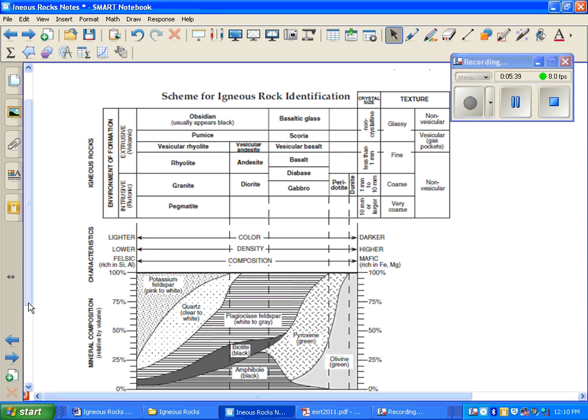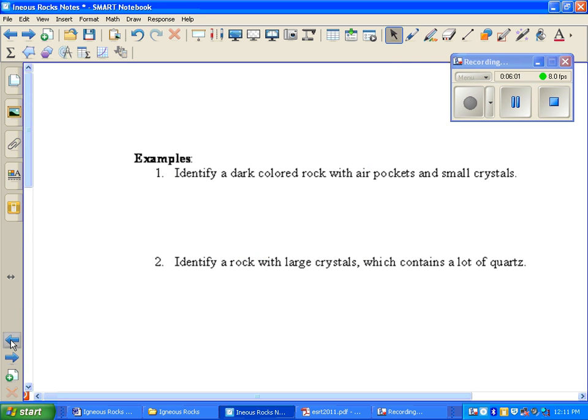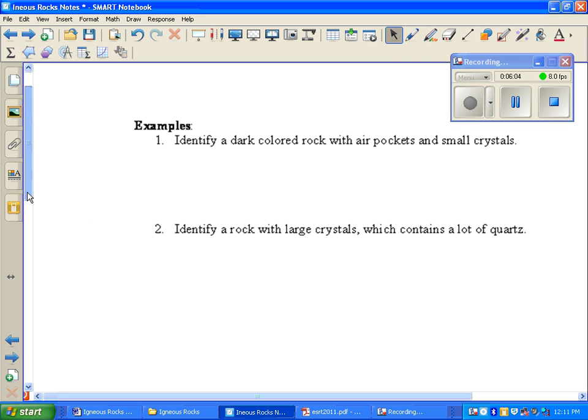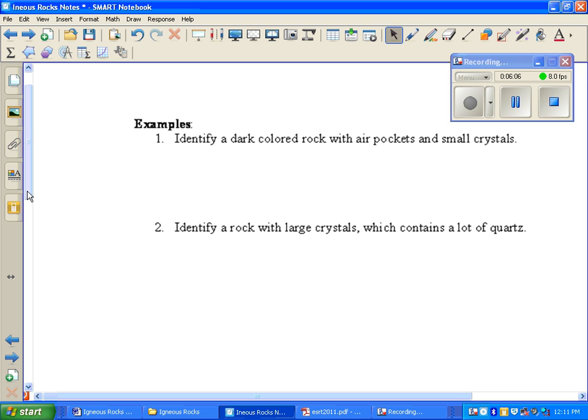It also has felsic. Felsic is over here. Felsic is low density and light colored. Okay, and it has mafic over here. Mafic is high density and darker colored. So while it seems like there's a lot of vocabulary, you can at least get some hints by looking at your reference tables. Now, going back, some examples for this are identify a dark colored rock with air pockets and small crystals. So our hints are it's dark colored, it has air pockets and small crystals.